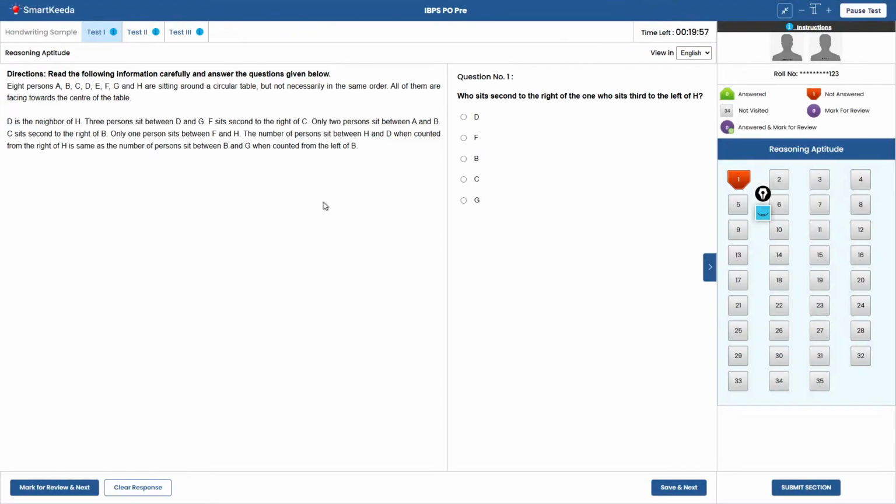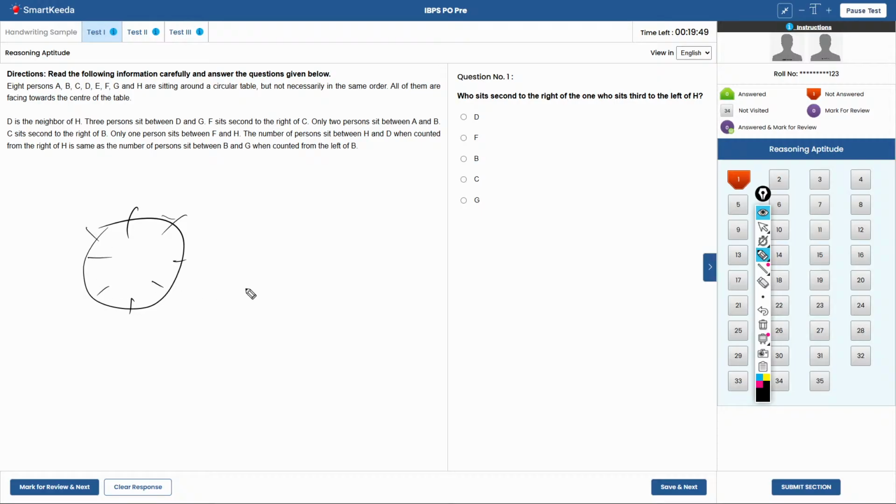First one is reasoning, eight people in a circular table. Same order, all of them facing towards center. 1, 2, 3, 4, 5, 6, 7, 8. D is an immediate neighbor of H. Three persons between D and B and G. F sits second to the right of C. Only one person between A and B. H here or H here. One person between H and F. So F can be here also. So four possibilities coming.